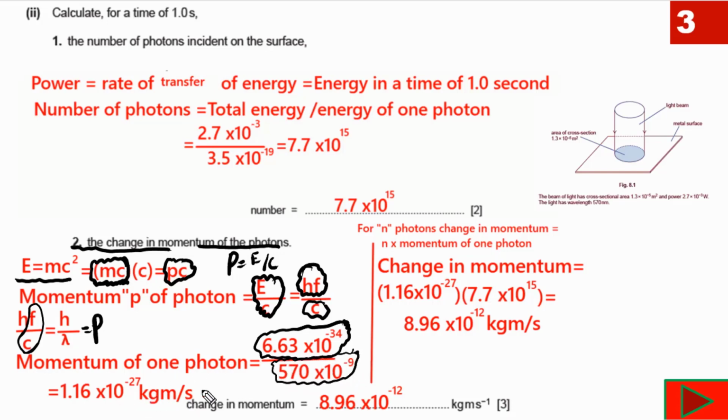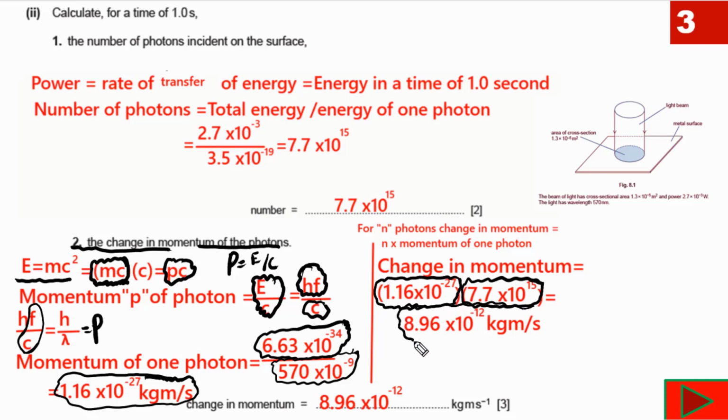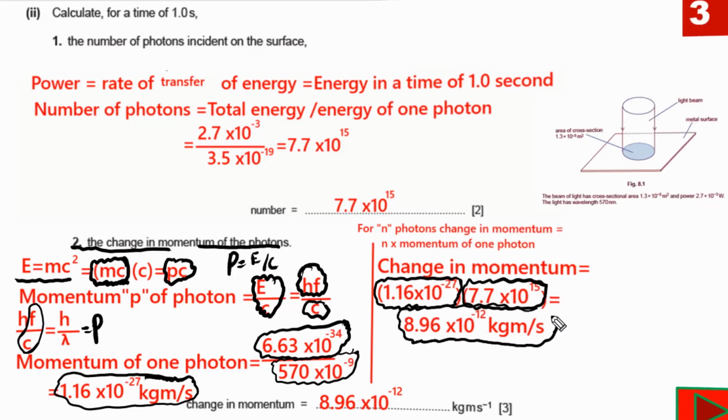And if we just solve it, we can find the momentum of a single photon. But in this case, the number of photons arriving at the surface is equal to this, and we need to find the total change in momentum. So we just need to multiply the number of photons by the momentum of a single photon. So this is the final answer, the change in momentum.